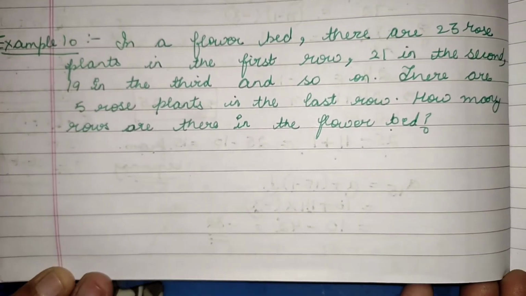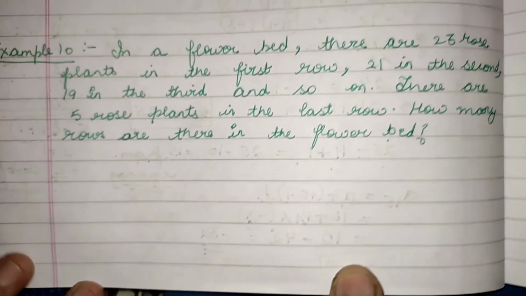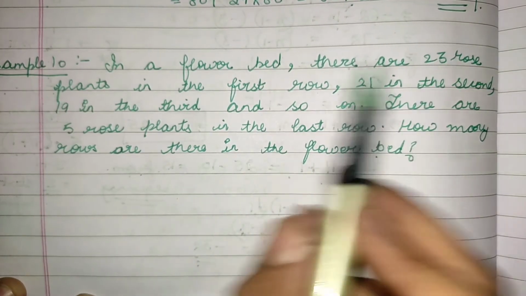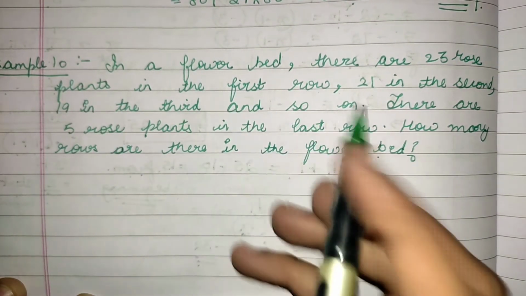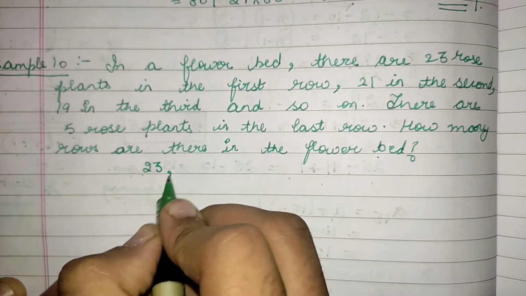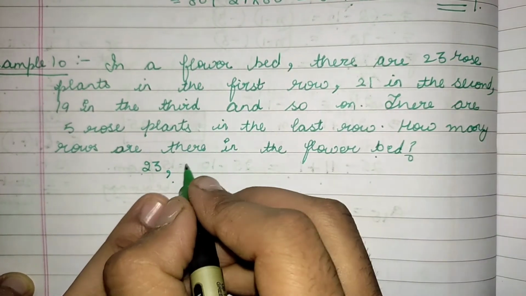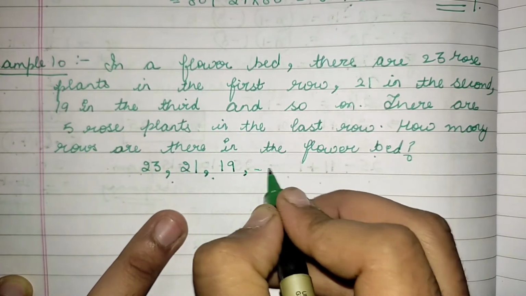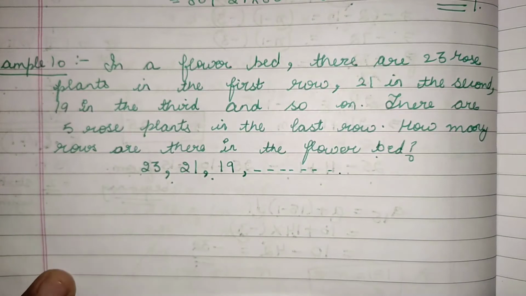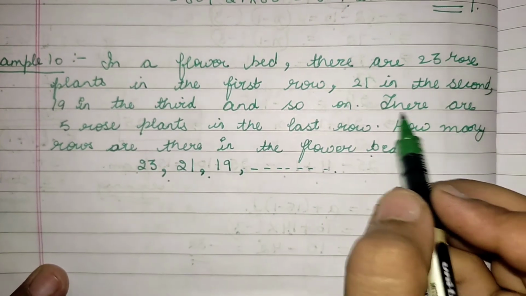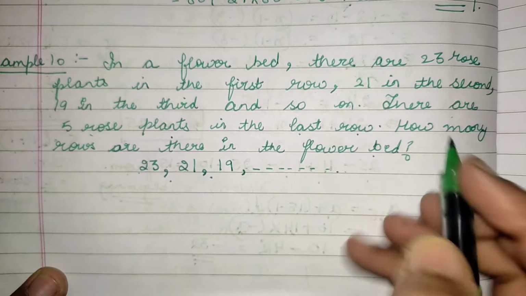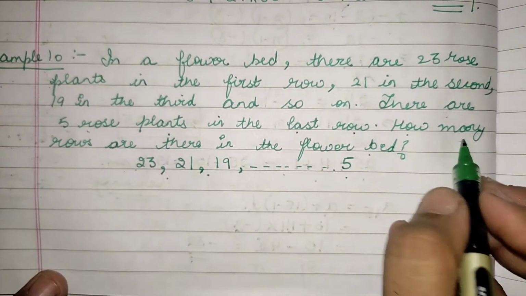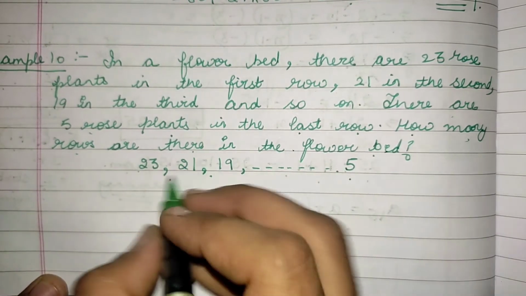Okay, so moving to next example, example number 10. Example number 10 says that in a flower bed there are 23 rose plants in the first row. First row is 23, then 21 in the second row, then 19 in the third row, and so on. They are asking: there are 5 rose plants in the last row. Then how many rows are there in the flower bed?